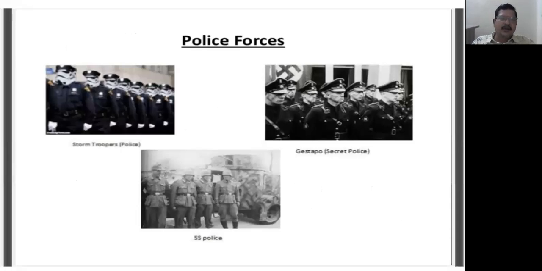Political forces, what they are. See, here, storm troopers, that is the police. They were called storm troopers. Then Gestapo, these are the secret police, like our intelligence or CID or whatever we call. And then SS police. He had these three types of police forces.